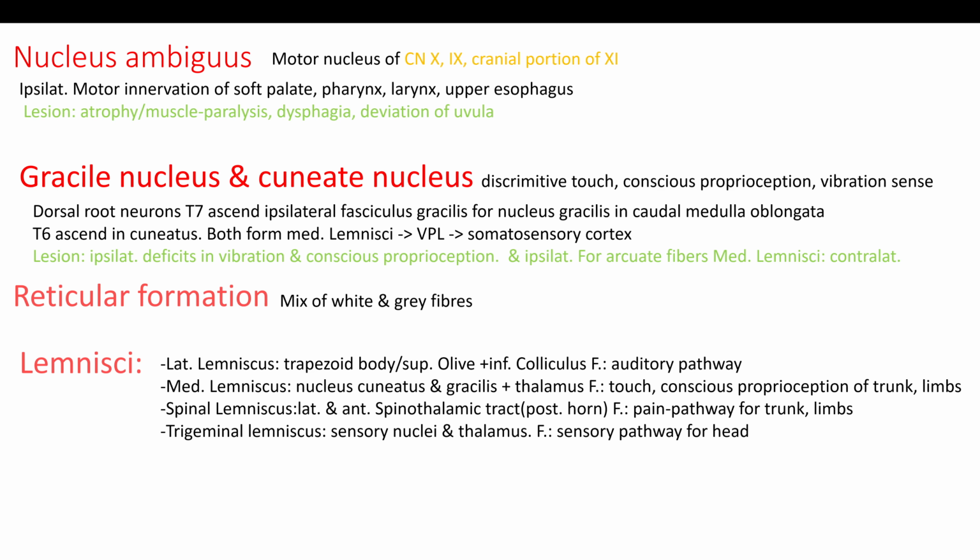Spinal lemniscus connects the lateral and anterior spinothalamic tract. Its function is the pain pathway for trunk and limbs. Trigeminal lemniscus, CN V, connects sensory trigeminal nuclei with the thalamus, its function being the sensory pathway of the head.